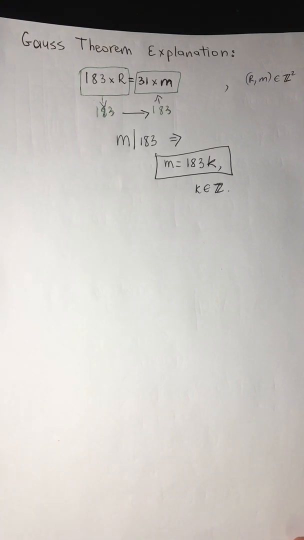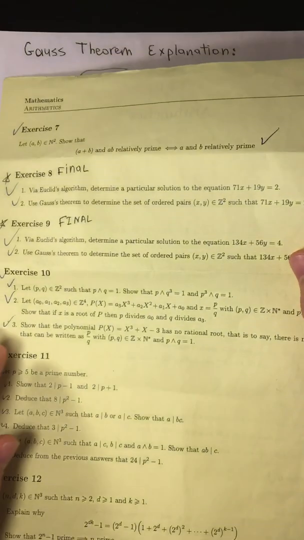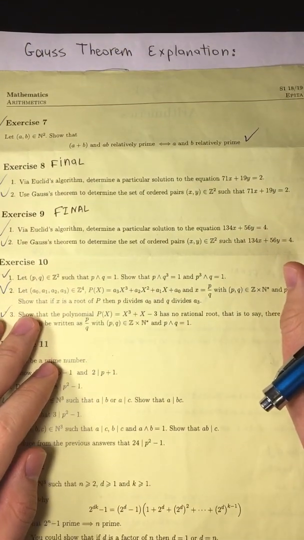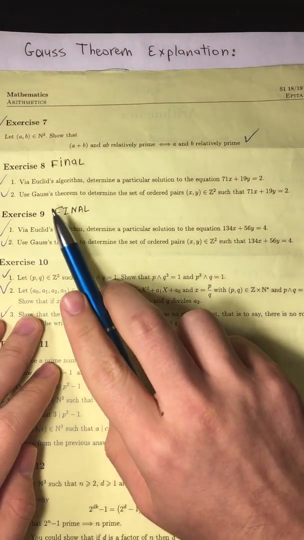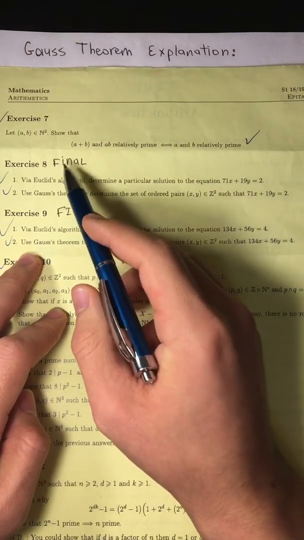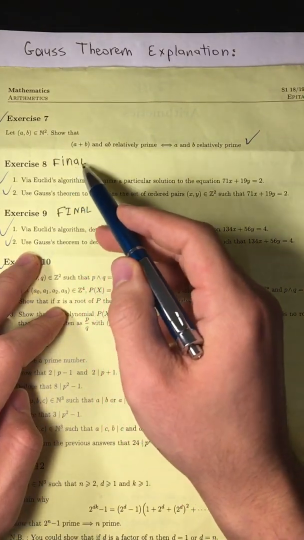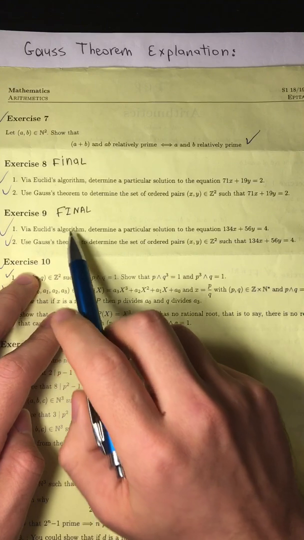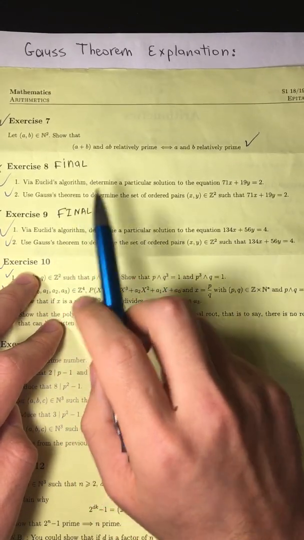I have more problems to give you. We have a worksheet. I know you remember this worksheet. This is from arithmetics. So you have exercise 8. It's the same thing. Professor Ura said this might come up on the final, so I wrote final. It's important. So you have two exercises, the same thing.